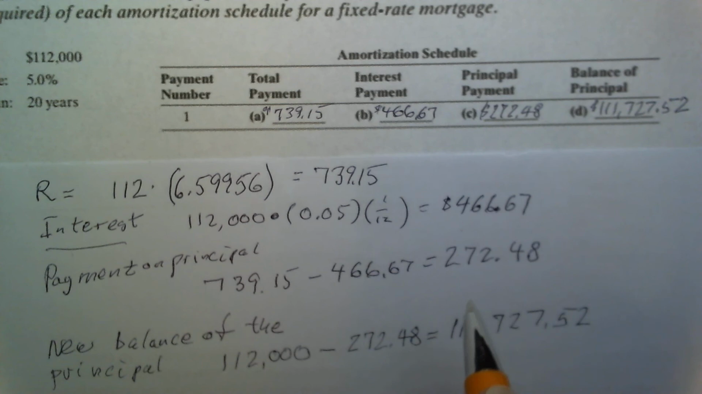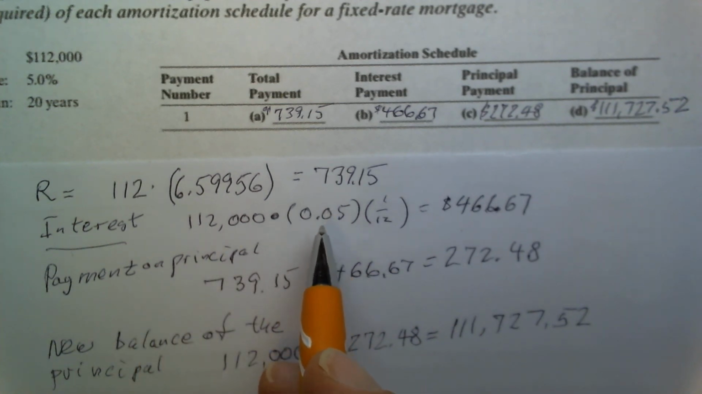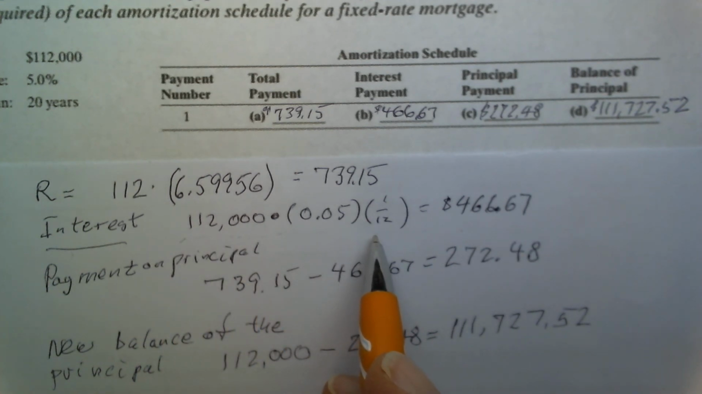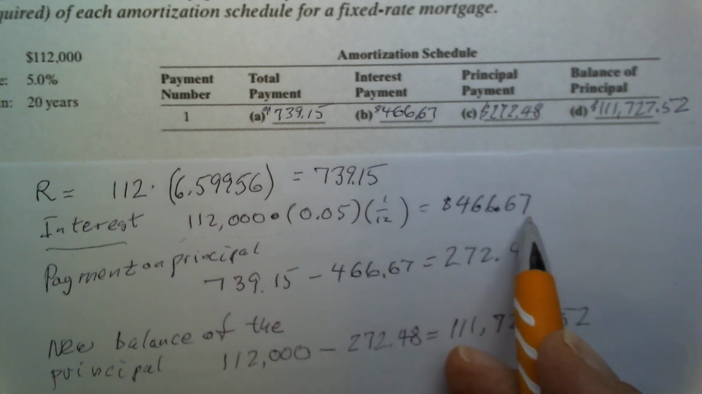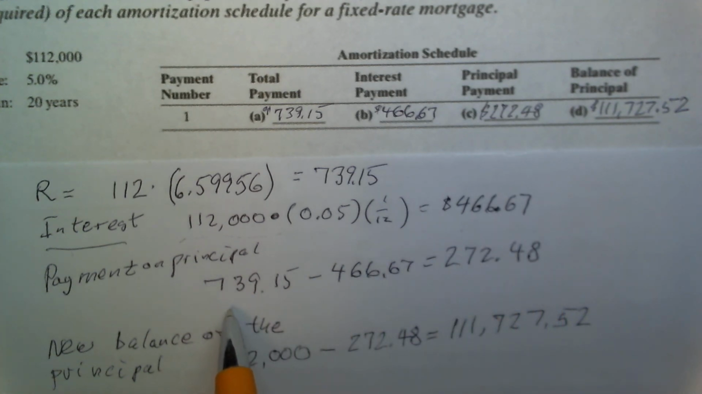So that's how you do it. You start with a regular payment, you compute the interest based on the loan amount, the interest rate, and 1/12 because it's for 1 month, so that's the interest for 1 month. And then the payment towards the principal would be the total payment minus what goes towards interest. And then the new balance of the loan would be $111,727.52.